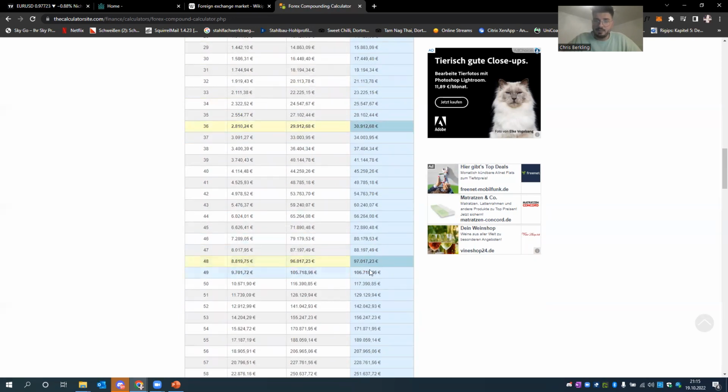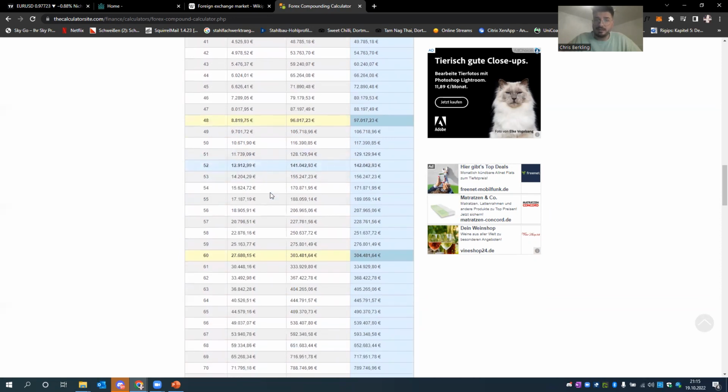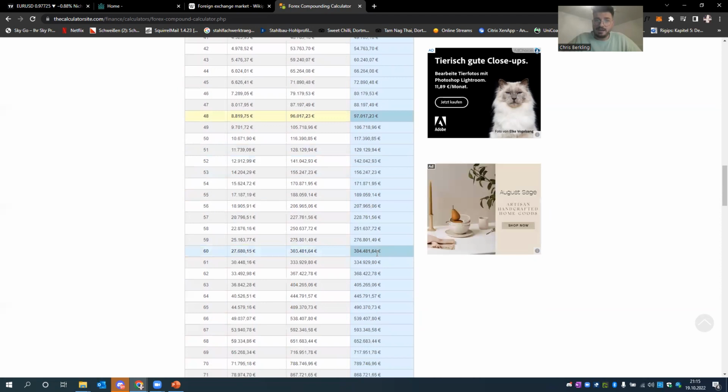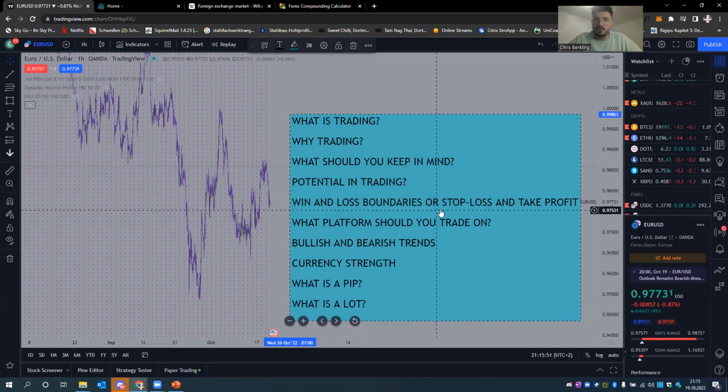Fourth year, it's almost 100,000. And that's when you make 5 figures every month trading. And then after 5 years, you're at 300,000. And after 6 years, you're almost at 1 million euros. So that's the potential behind trading, because Albert Einstein said the compound interest is like the 8th world wonder. So this is why trading makes sense and what the potential in trading is.